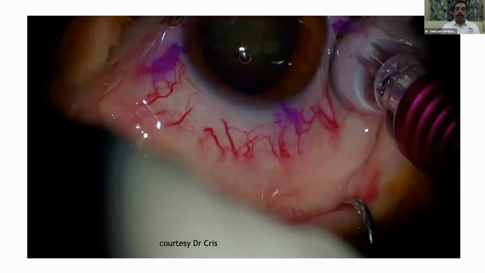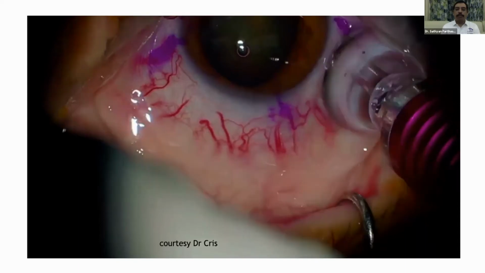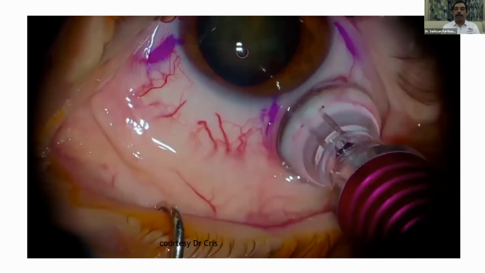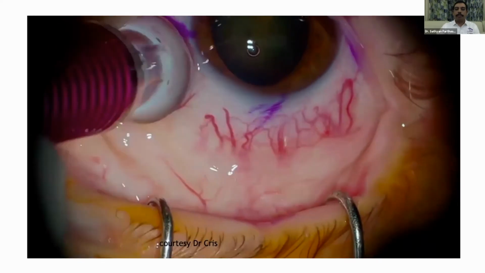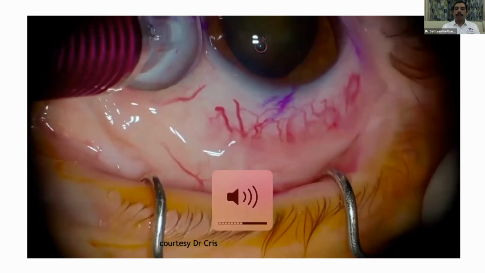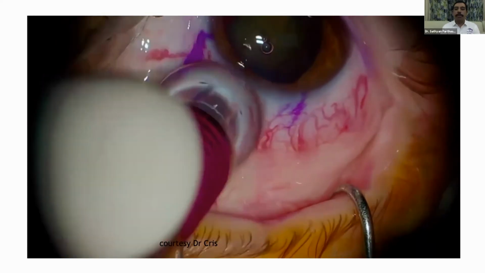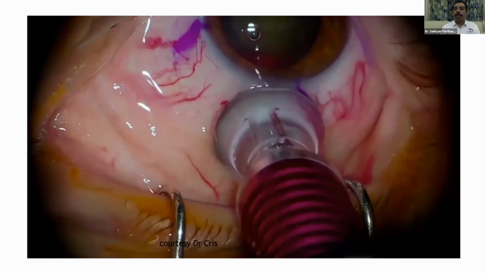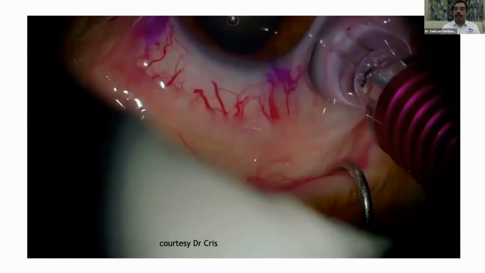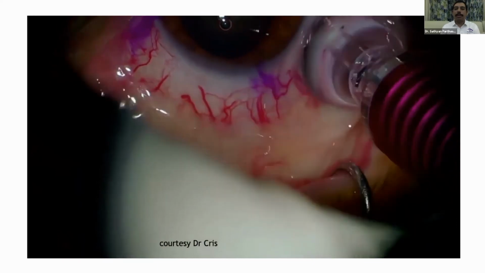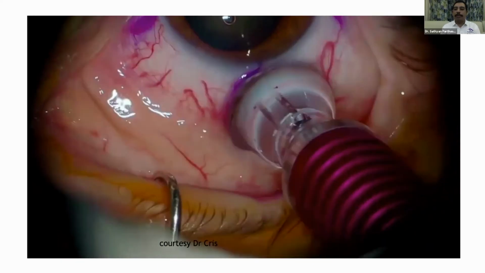I just used Dr. Chris' video as the video was much clearer. It shows a patient getting cataract surgery with a toric intraocular lens and the MicroPulse laser system. So this is how the procedure is done. Truly speaking, anybody can do this procedure. Even the OT staff who is assisting us can do it. It's not a big procedure that somebody has to really learn.